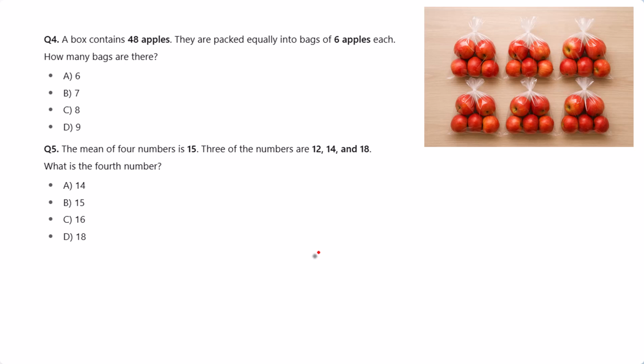Right, question 4 says a box contains 48 apples, and these are packed equally into bags of 6 apples. So basically, these 48 apples, you're going to share them into groups of 6. That means that you're going to end up with 8 groups. So here they have 1, 2, 3, 4, 5, 6, but we need 2 more groups to make what? To make 48. Why? Because 6 times 8 is going to give us 48. So the answer is going to be 8.